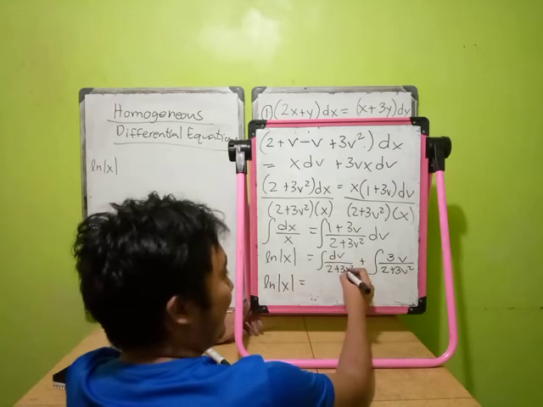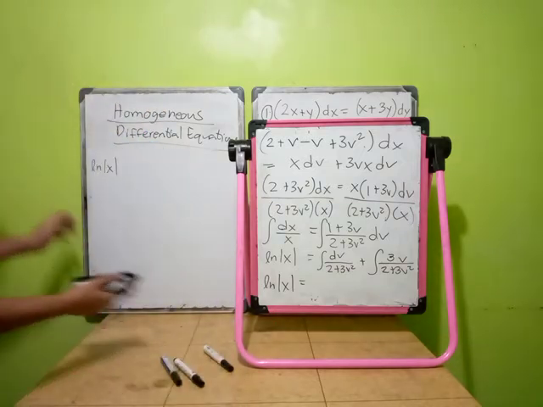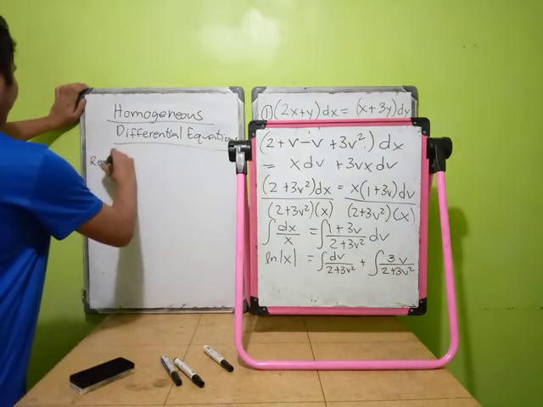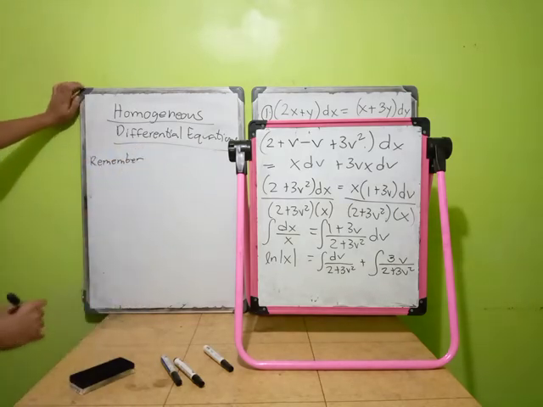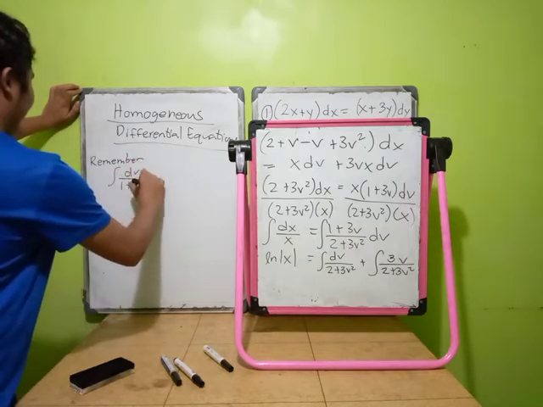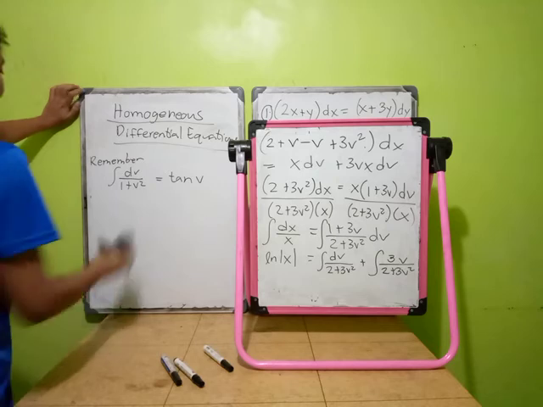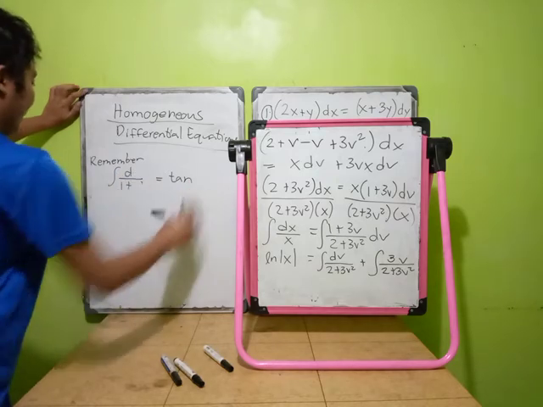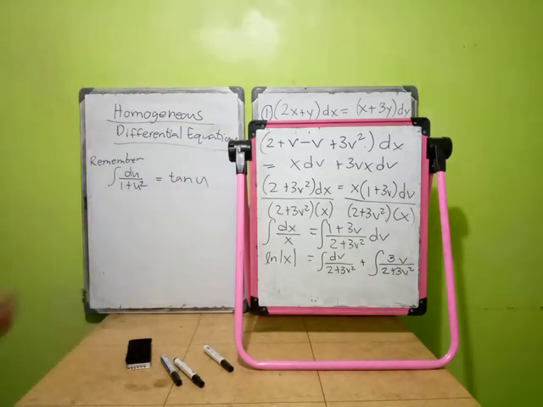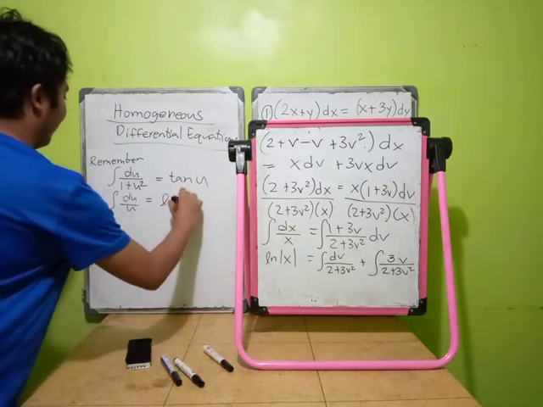Yes. The tangent in which, okay, so remember this one. Ilagay ko na lang dito. So, remember that dv over 1 plus v squared is equal to tangent of v. This is the actual tan u: du over u squared is equal to tangent u, and then we have du over u is equal to ln of absolute value of u.